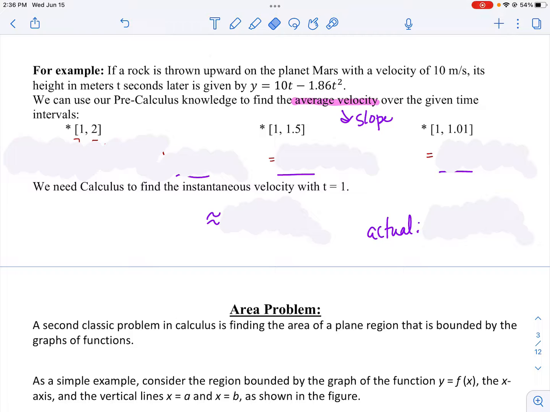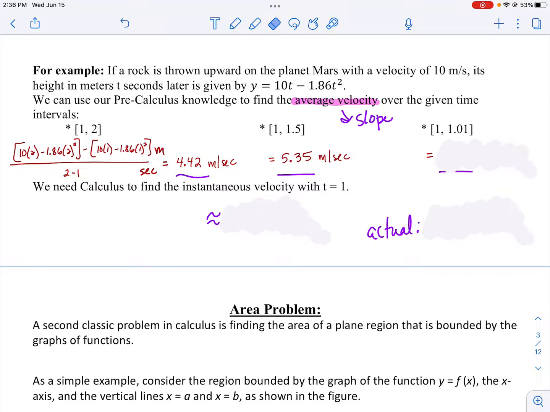We want to figure out the position over time, right? So if I asked you to find the average velocity from 1 to 2 seconds, we can use our slope formula, y2 minus y1 over x2 minus x1, and we can calculate that it's on average moving at a rate of 4.42 meters per second from 1 to 2 seconds over that time interval. Now I can ask you to move that time closer and closer. I can ask you to find the average velocity from 1 to 1.5 seconds.